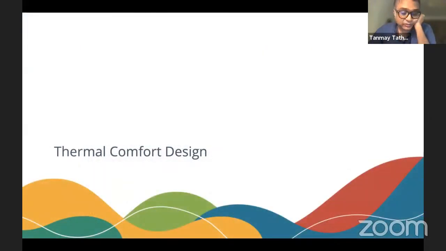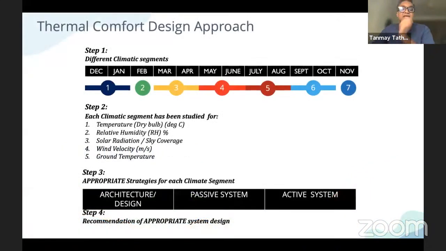The next thing that we do is look at the climate. Now you will have a lot of sessions on climate, understanding climate and doing climate analysis. But what do you get out of it? The idea is that the building needs to be comfortable in every season throughout the year. So I look at my climate conditions through the year and divide them into segments that are very similar.